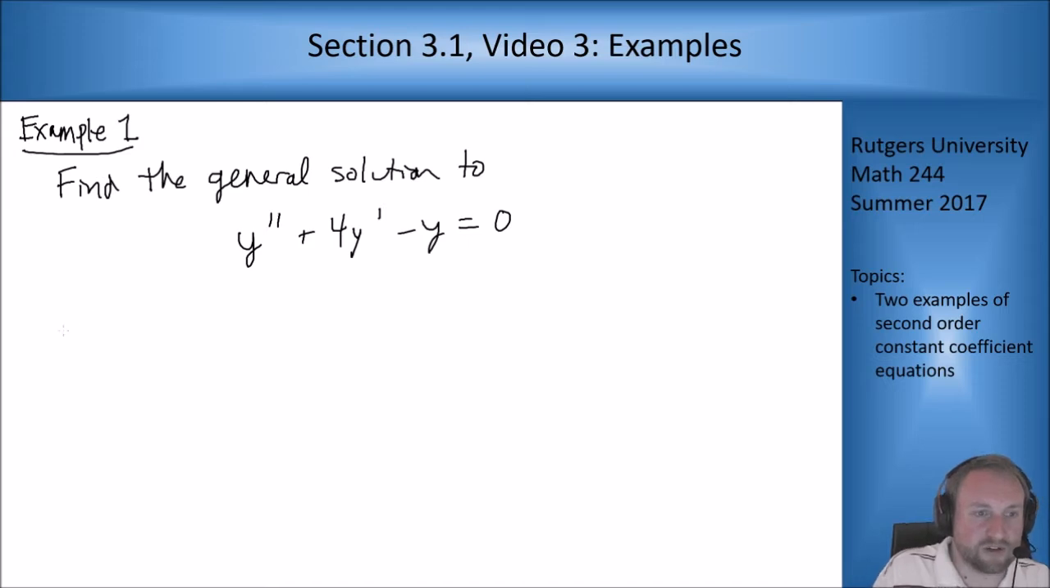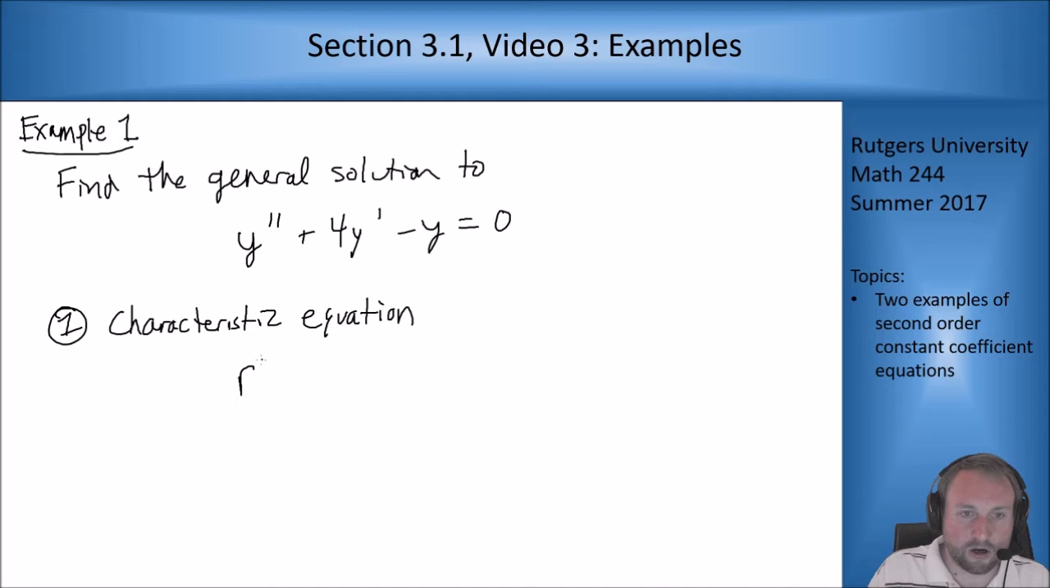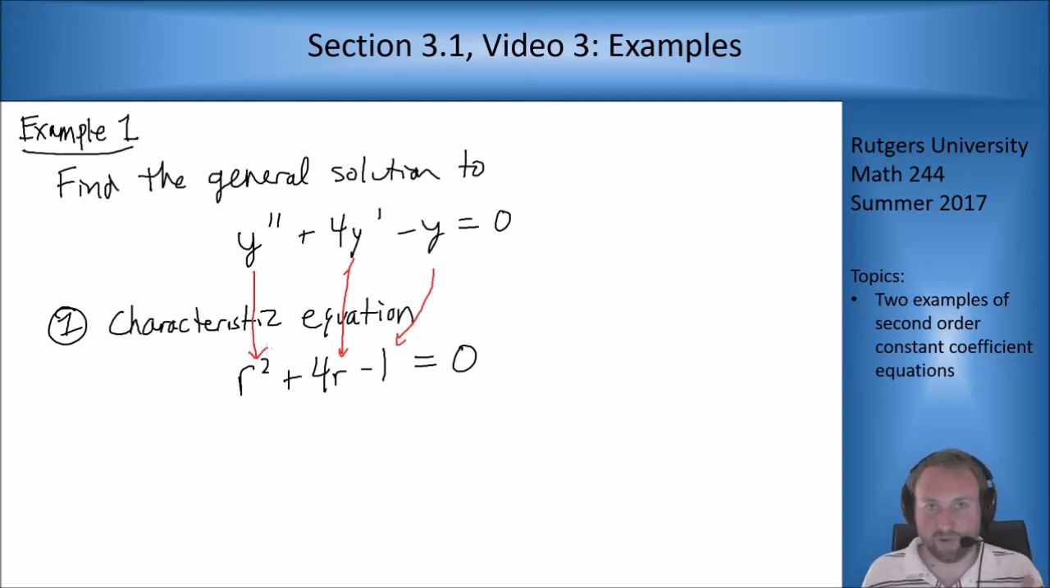So step 1 is the characteristic equation. Now you could go plug in e^(rt), take derivatives and solve, but if you see what happened in the last video, all that happens is the y'' becomes an r^2, the y' becomes an r, and the y just becomes a 1 to get your characteristic equation. So in this case, our equation is r^2 + 4r - 1 = 0. That just came from the y turning into a 1, the y' turning into an r, and the y'' turning into an r^2. That's all it is. This is really, really easy.